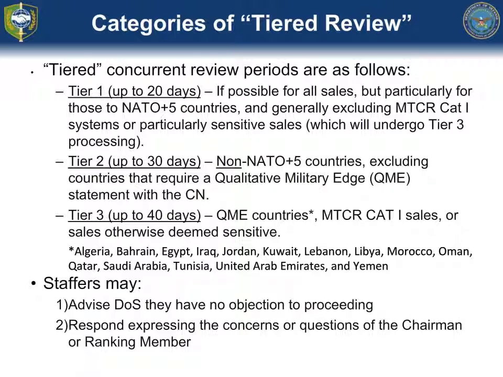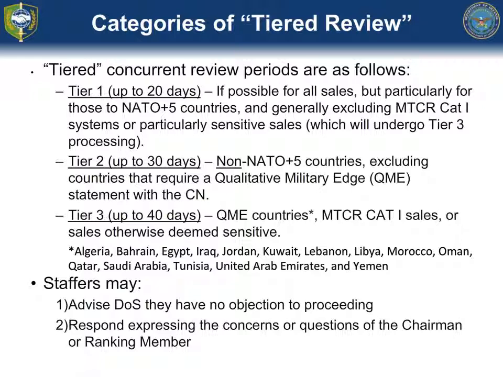The idea is for Tier 1 countries, this is NATO plus 5, excluding MTCR Cat 1 UAVs or sensitive systems, that we would like the staffers to respond to us within 20 days. If they can clear off on that case within 20 days and get back to State, then they will. That's the goal. Now, the original idea was to make that 20 days the subject of a silence procedure, that if we hadn't heard from the staffers in 20 days, we assumed they would be good to go. That was not acceptable to the staff. So this remains a goal, and near the end of 20 days, State may begin calling the staffers, trying to urge them along, but no silence procedure is involved.